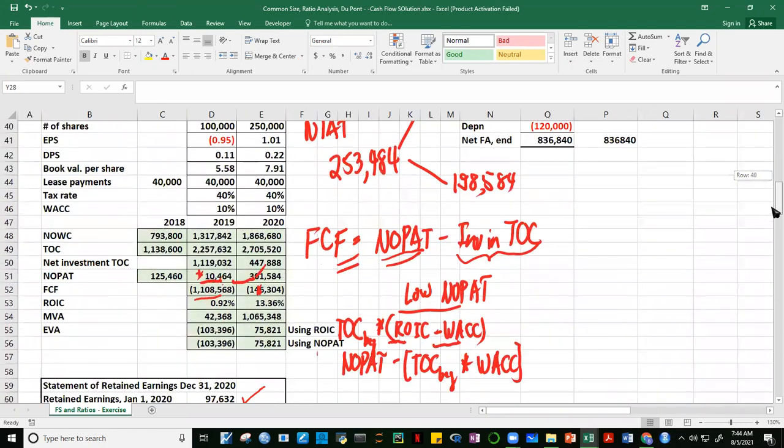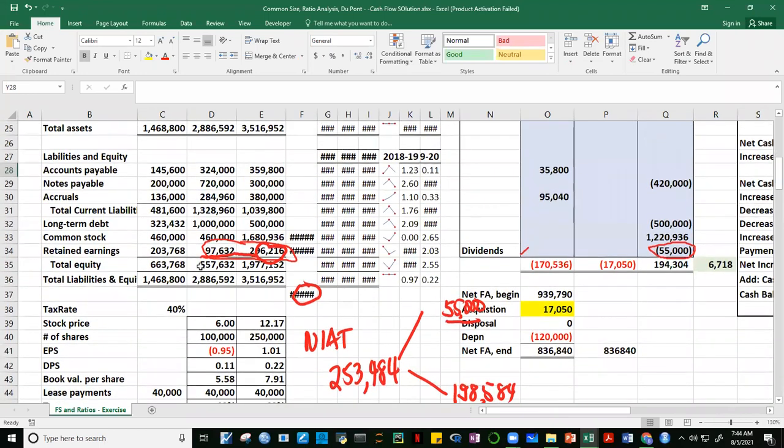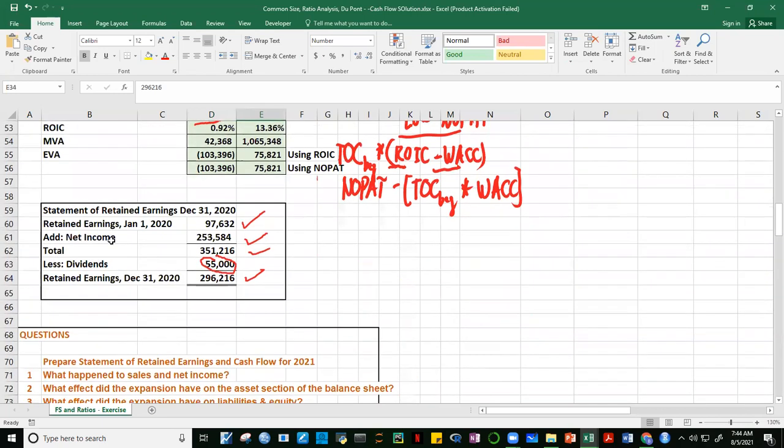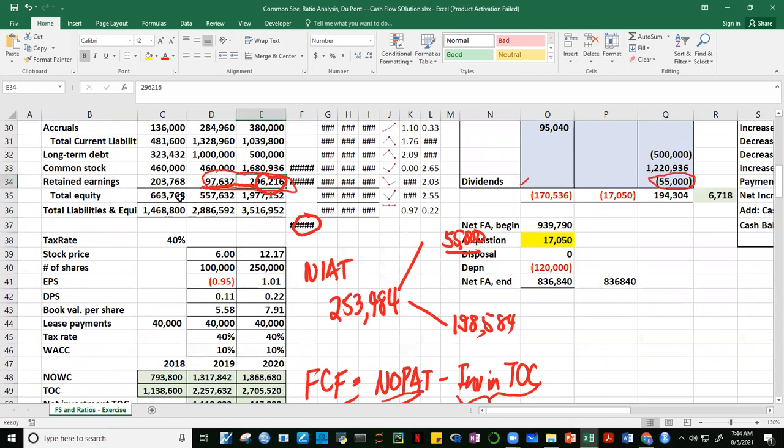All right. Now for the statement of retained earnings, we start with the retained earnings as of January 1, which is this one, 97,632. We have to trace how it became 296,216. To the beginning retained earnings, add the net income and then subtract the dividends, which gives us the ending balance of 296,216. So we traced from the beginning up to the ending balance of retained earnings.